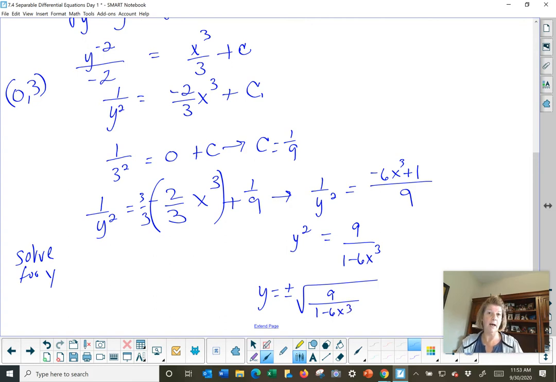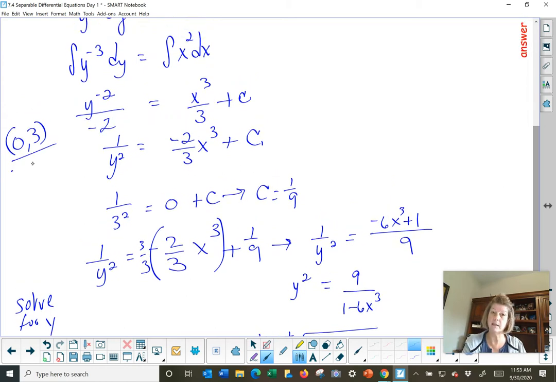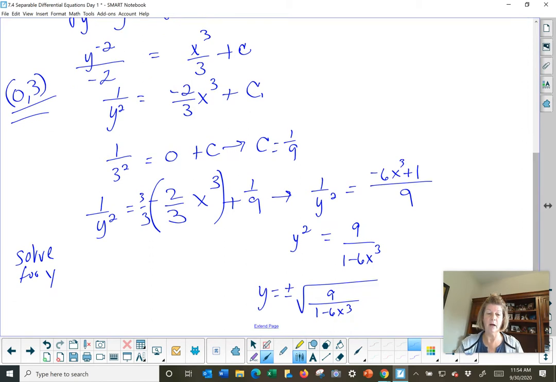And do I want the positive or negative solution? Well, that really depends on my initial condition. And in here I had a positive y value of 3. So indeed, I do want to just keep the positive case for my solution equation.